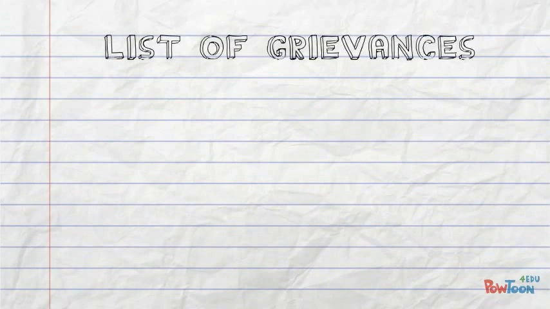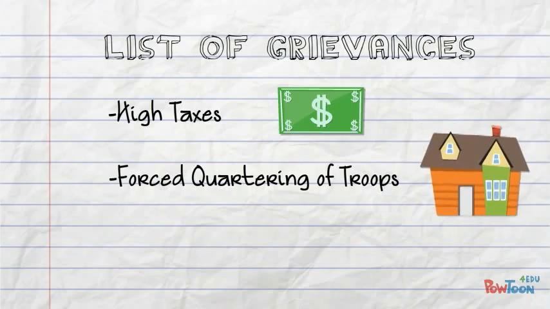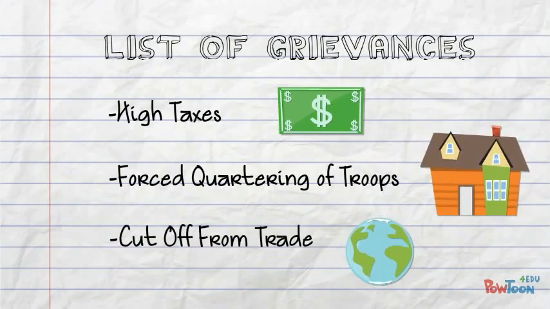The list of grievances includes high taxes, forced quartering of troops, and the cutting off of trade from the rest of the world. These violated the rights of the colonies and treated them unfairly compared to the citizens of England.